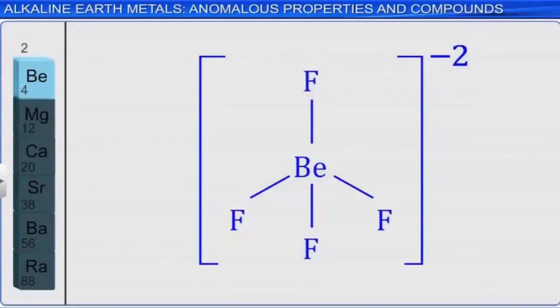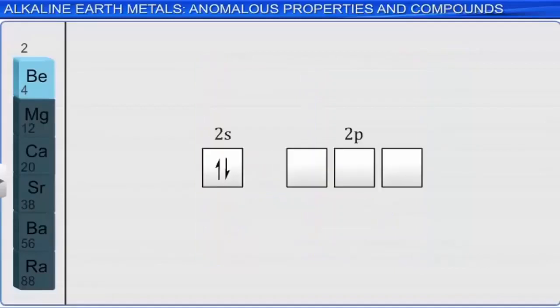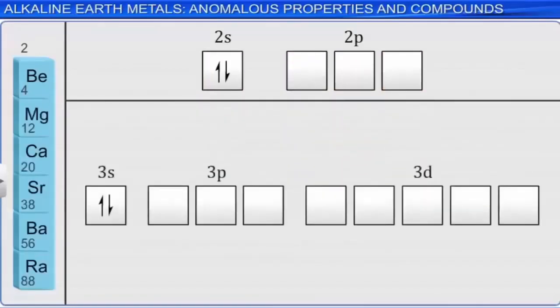This is because there are a maximum of 4 orbitals in beryllium's outermost energy level, namely the 2s and 2p orbitals. The other group 2 metals can utilize the d orbitals to have a coordination number of 6.